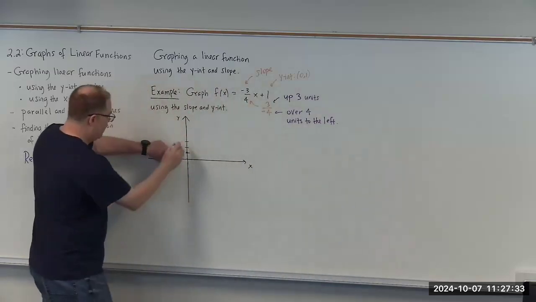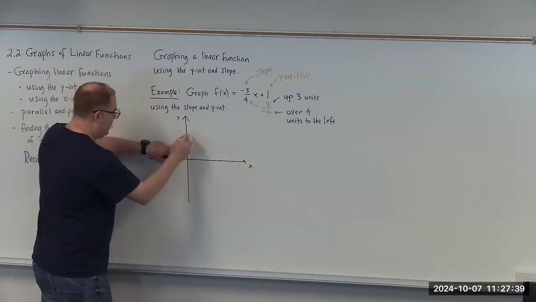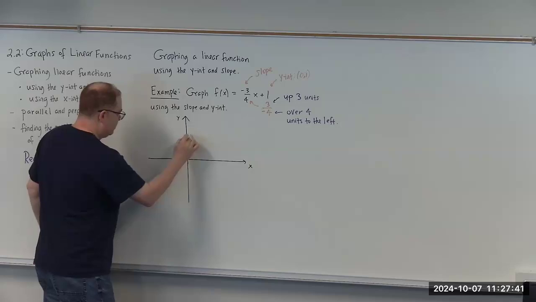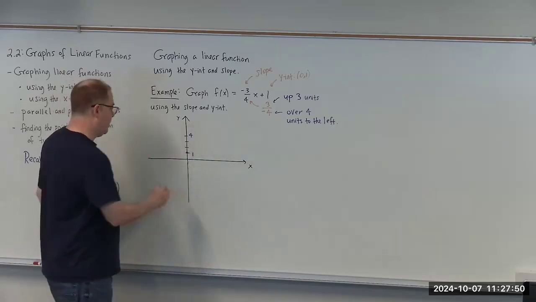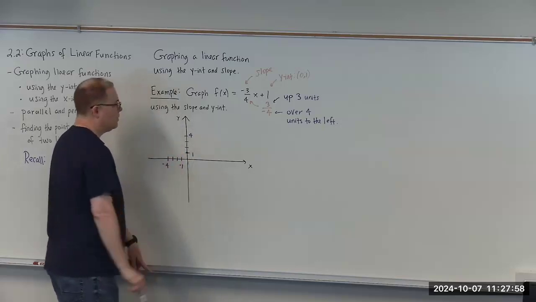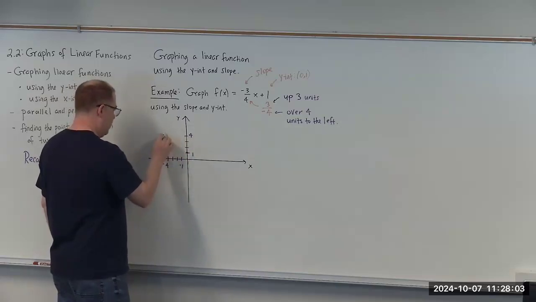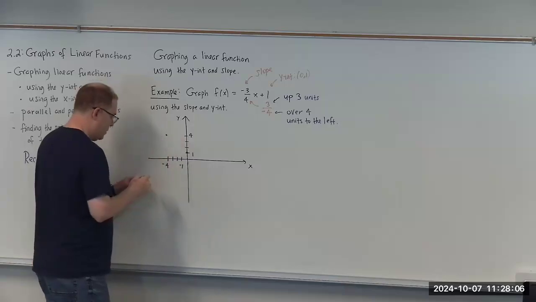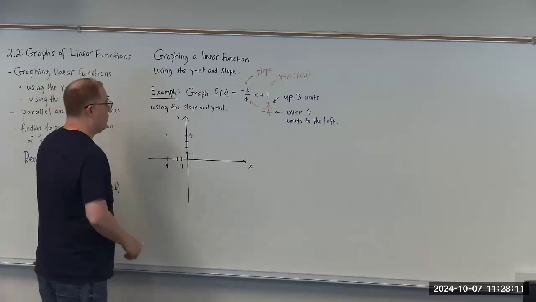All right, so we're here. We're going to count up 3. So 1, 2, 3. That puts us here. I'm going to go ahead and number this as 4. This is 1. So we go up 3 units, and then we're going to go over 4 units to the left. 1, 2, 3, 4. That's going to put us here. So minus 4, comma 4 is there, and then we have 0, 1.